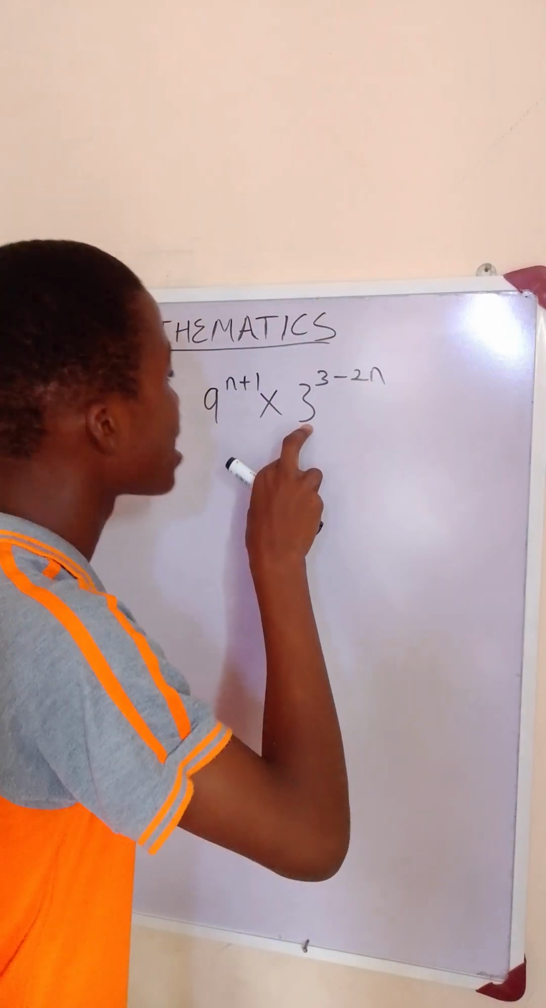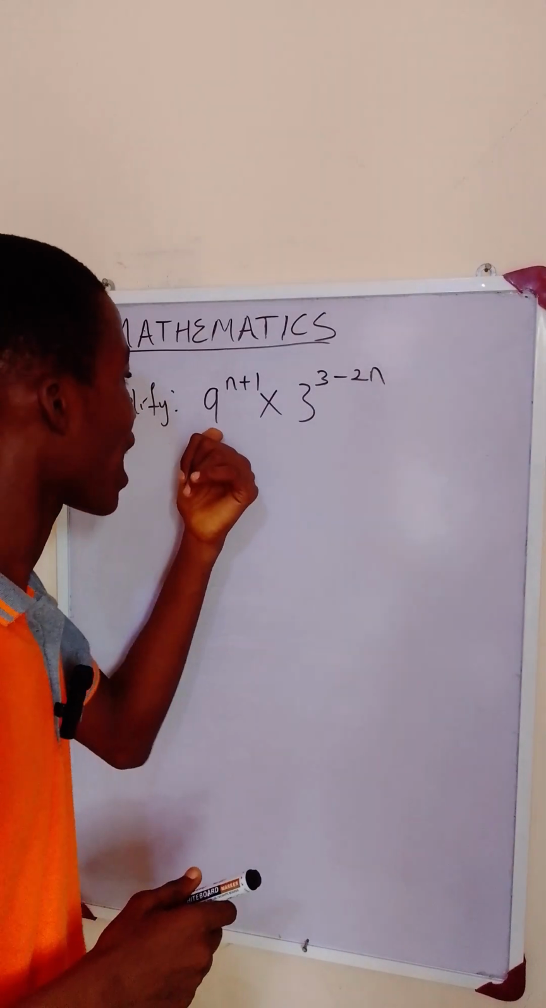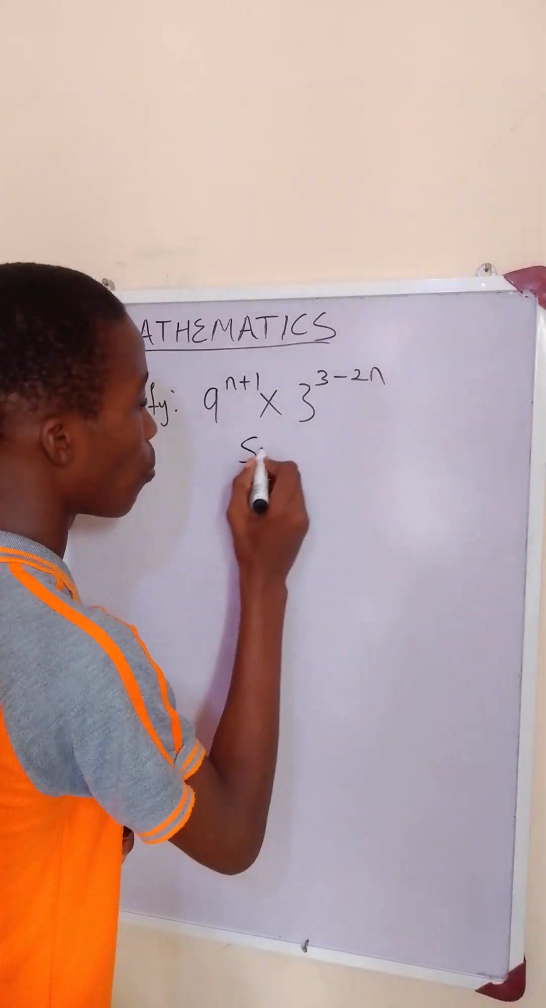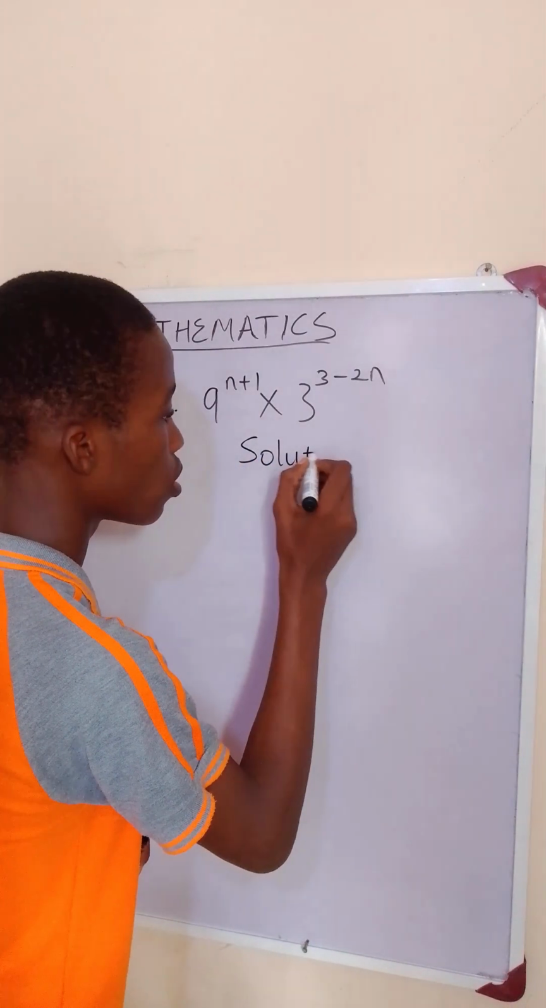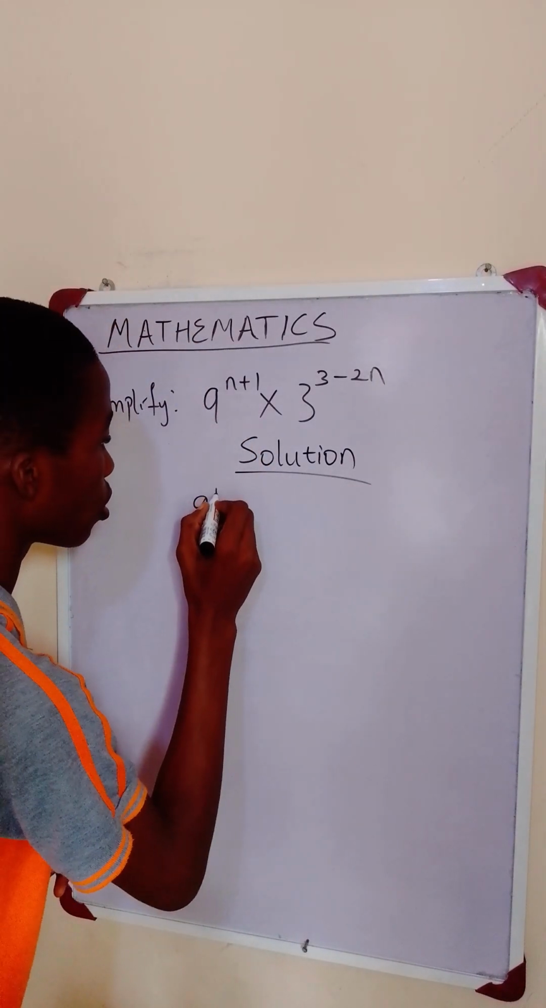So you can see here is 3, here is 9. They're not the same. So what you need to do is make 9 equal to this 3 here. So let's just hop into that. And the solution, let's write the question.